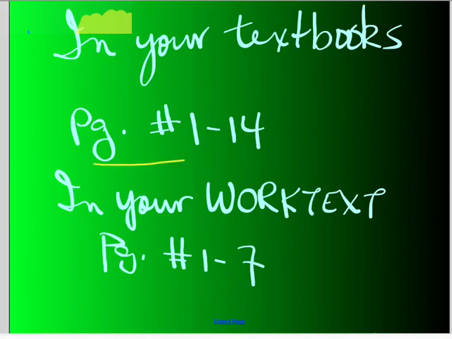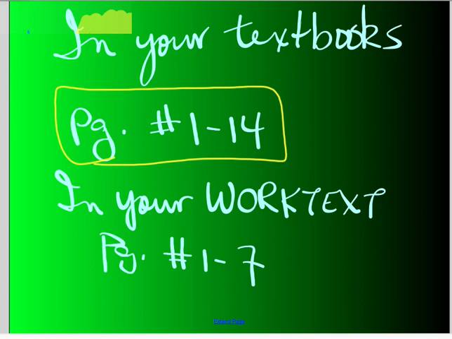In your textbooks, give me a second here while I look this up. We're going to do page 136. Sorry about that. We're going to do page 136, numbers 1 to 14, and then in your work text, we're going to do page 73, number 1 to 7. All right, and that's what we're looking for.